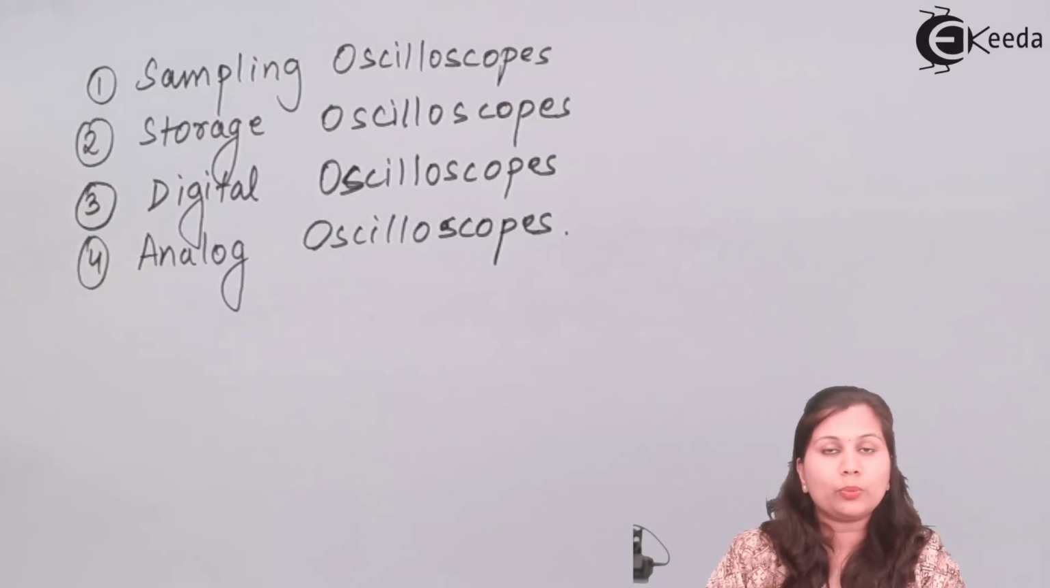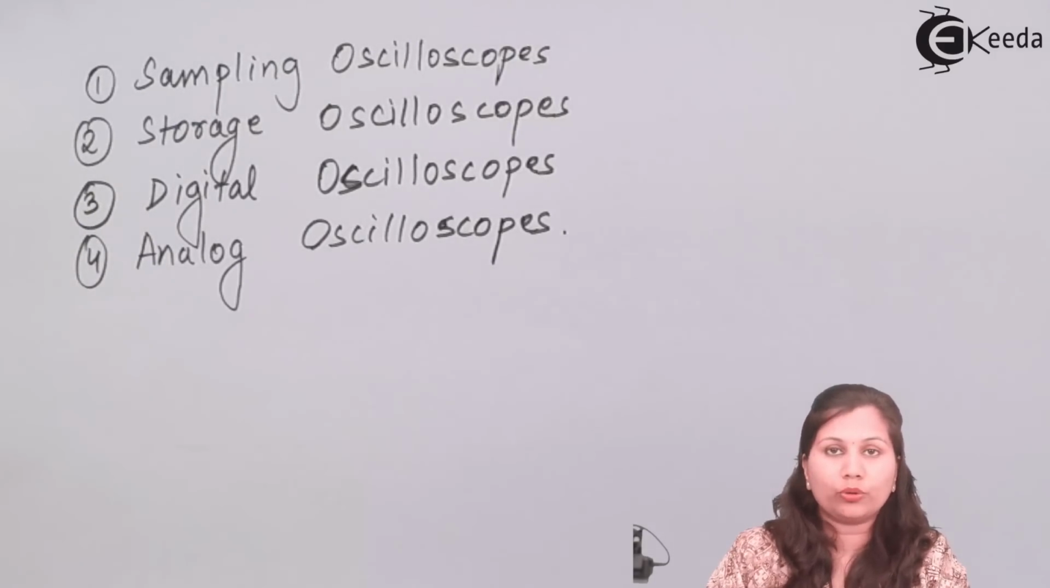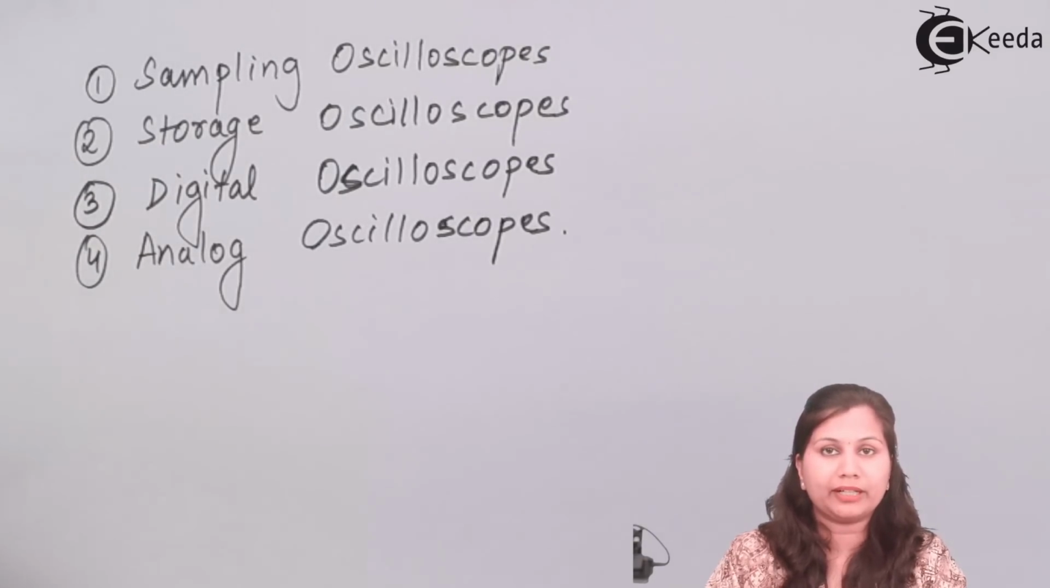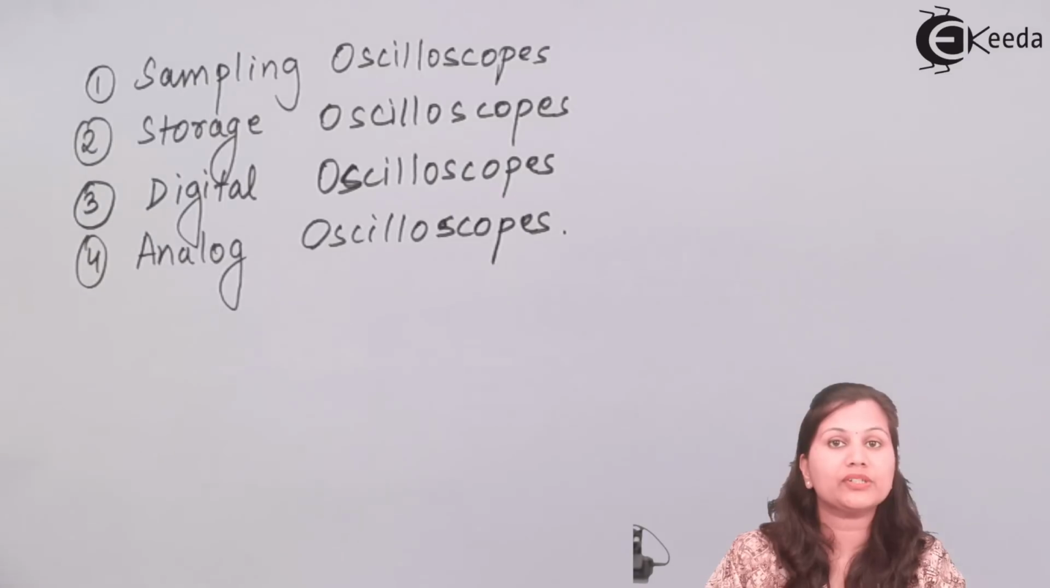So in this video we studied what a cathode ray oscilloscope is, how it is used to display, measure and visualize different types of waveforms, what its various uses are, and how it plots the signals on its display screen. So I hope that this topic, cathode ray oscilloscope, is clear to you.